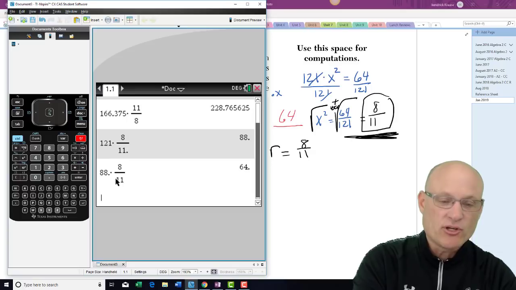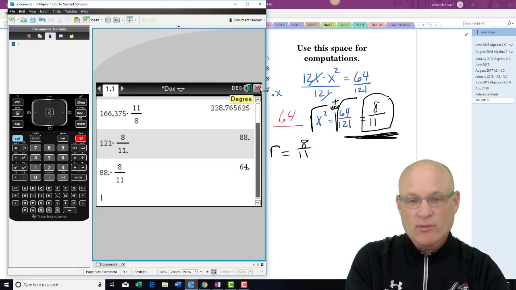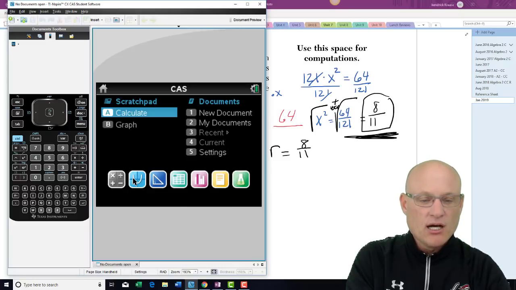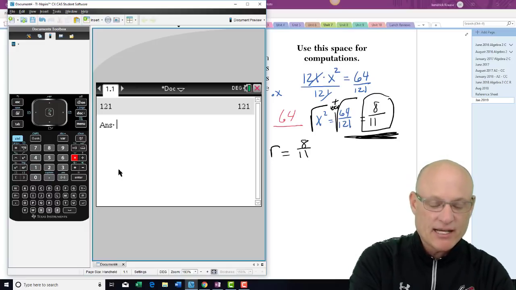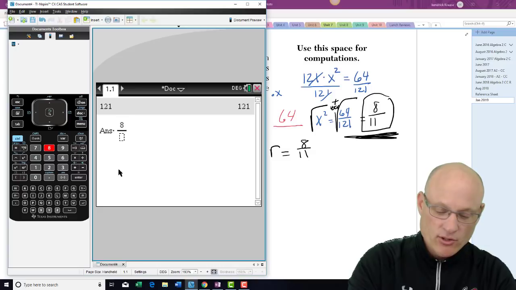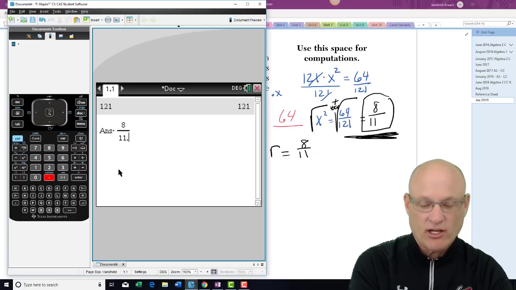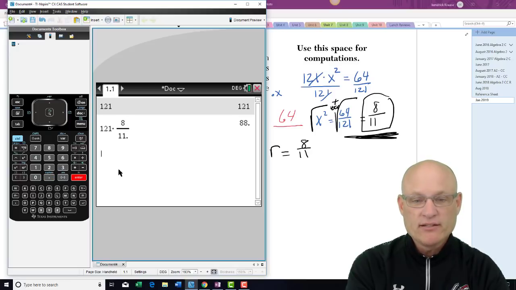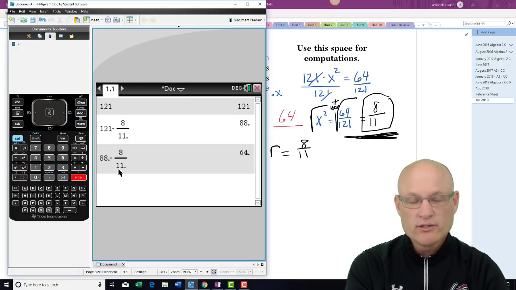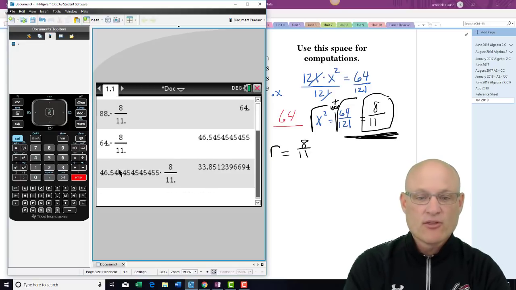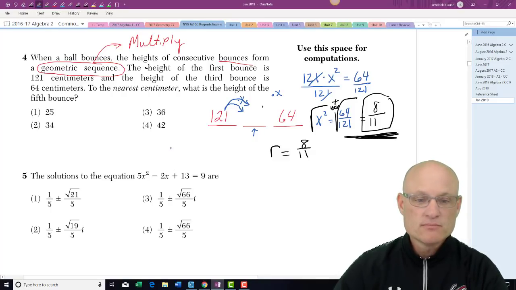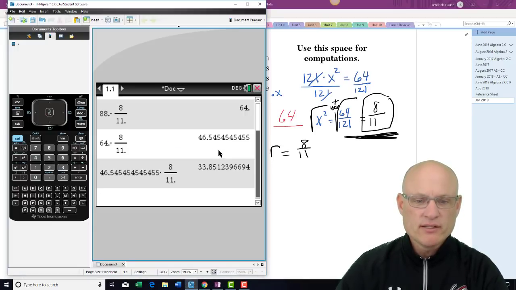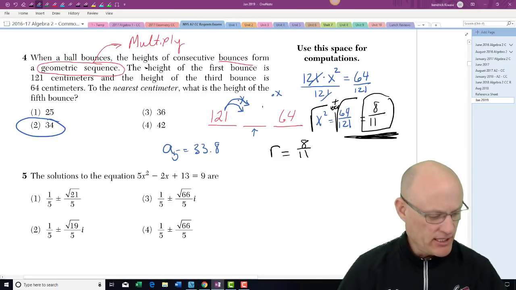Now, this is a pain in the neck. So let me show you a real quick way to do recursion or geometric sequences. Then I'll show you another thing to do. I could just do this: 121, enter, and then I can hit times control division 8 over 11, and I put the decimal in just so the calculator gives me the decimal answer, and I press enter. There's 88, there's 64, that's 1, 2, 3, here's 4, and here's 5, 33.8. So the fifth bounce is a sub 5 equals 33.8, which is approximately 34.